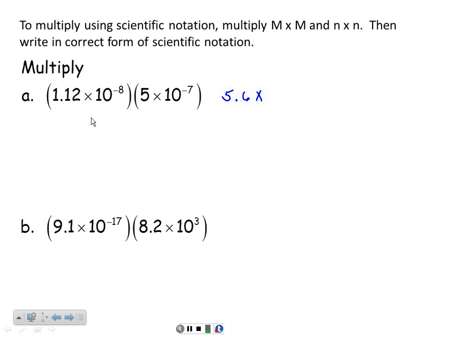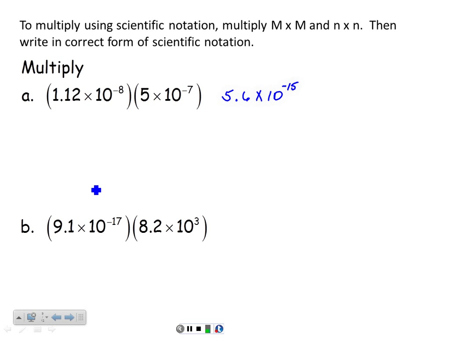times. And remember, when you multiply powers with like bases, the powers stay the same and you add those exponents. So negative 8 and negative 7 is going to be negative 15. And then you need to check and make sure that this is in scientific form. Well, m has to be between what two numbers? 1 and 10. So 5.6 is between 1 and 10, so we're good. And so this would be your answer. However, look at B. Let's go ahead and multiply 9.1 times 8.2.